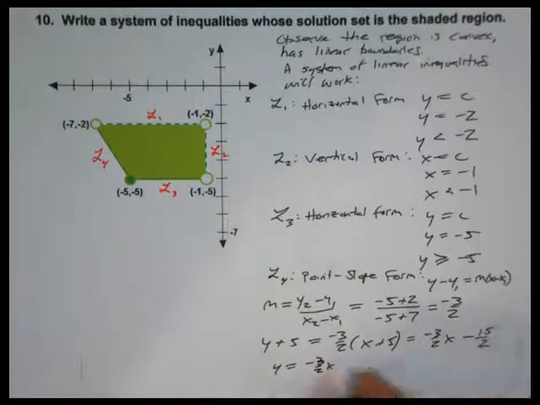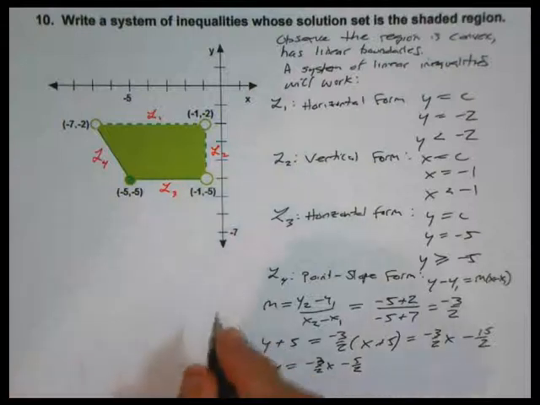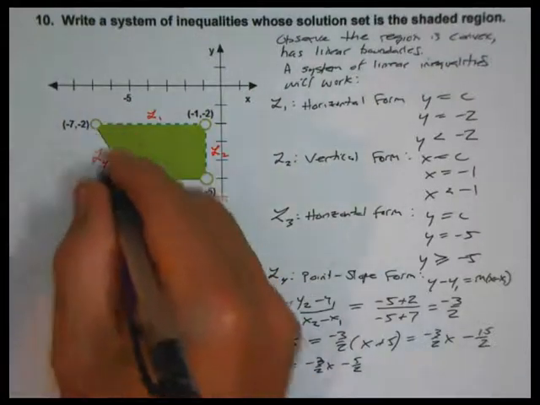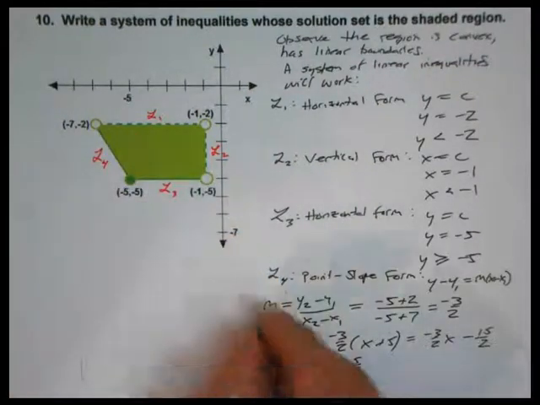And 15 halves, let's see, 5 is 10 halves, so that would give us negative 15 halves plus 10 halves. Minus 5 halves is left over. To check our work here, we could look at L4 and decide that the slope looks about right. Negative 5 halves for y-intercept.